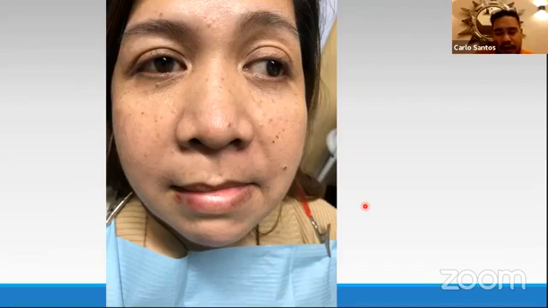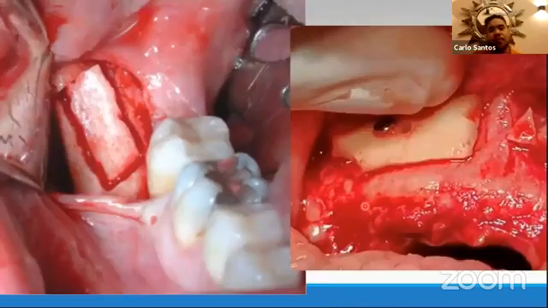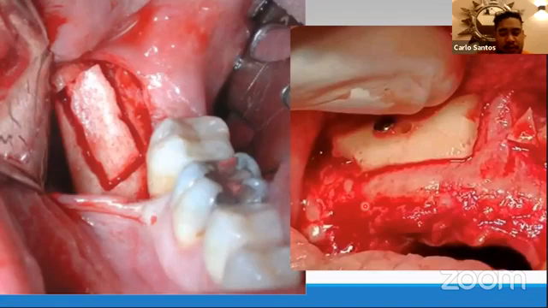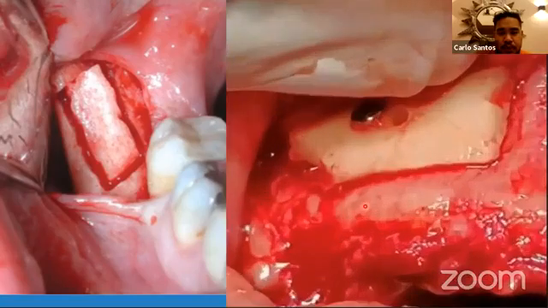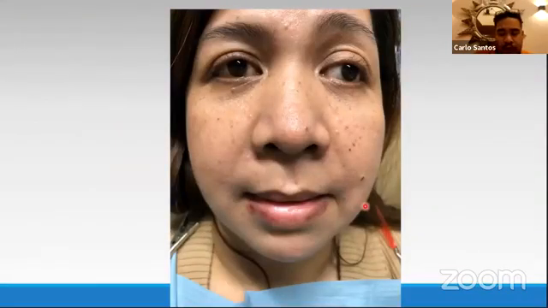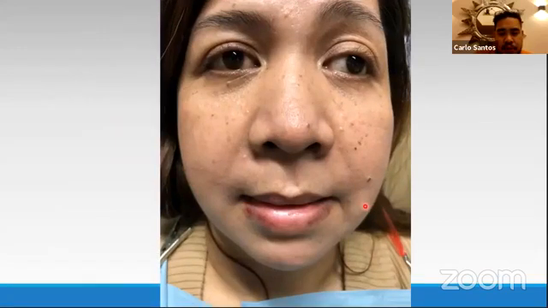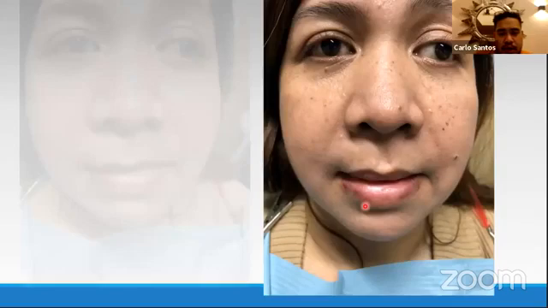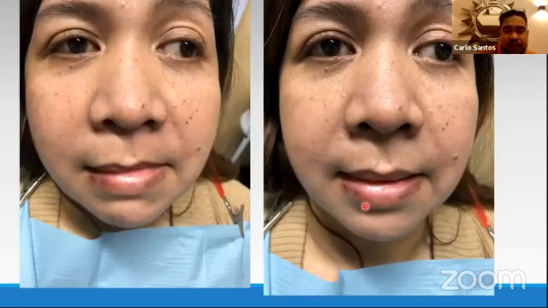I just wanted to add this because we made use of the piezo machine, and a lot of our workshop participants did this for the first time. We got the block from her mandible and screwed it right there on her maxilla. Let me show you after the procedure. See the difference? That's just augmenting the ridge. What more if she has dentures or dentitions?